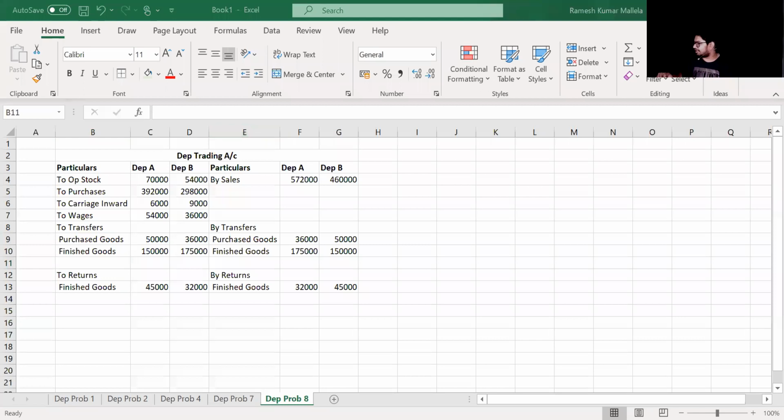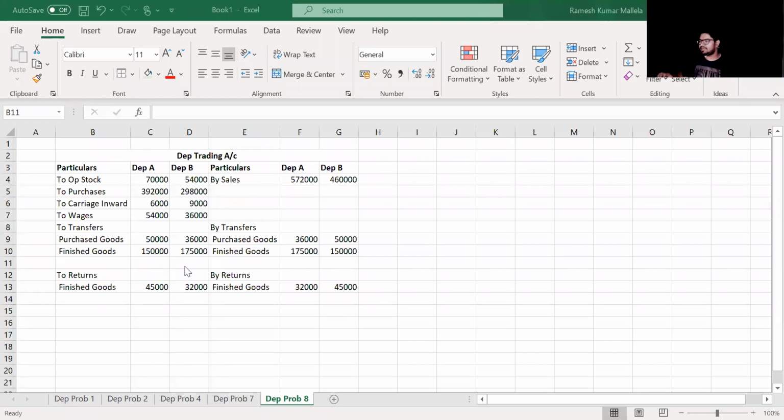Yeah, here's a question. Can we take transfers net of returns? Yes, you can. No wrong. Okay. Net of returns is absolutely fine. You can take.